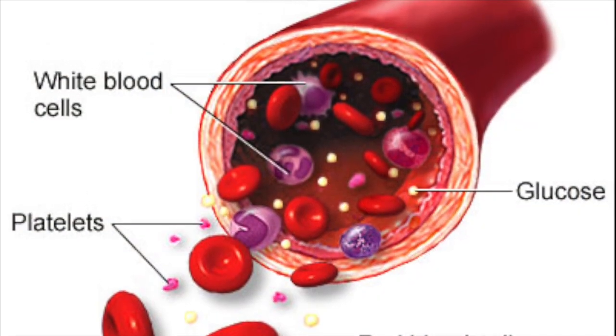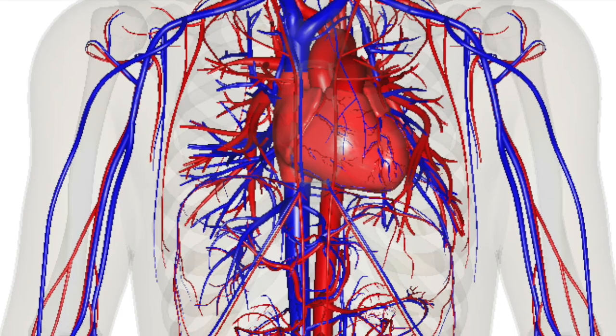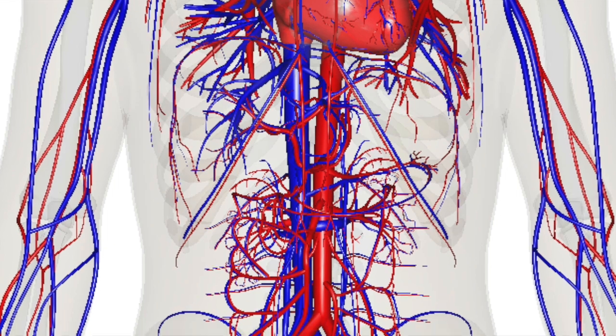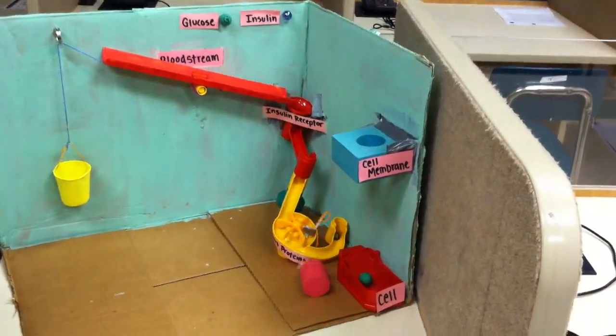Then the glucose is absorbed into the bloodstream and travels to the muscle, fat, and liver cells through the circulatory system. A series of events allow the glucose to enter the cells, but let's take a closer look.